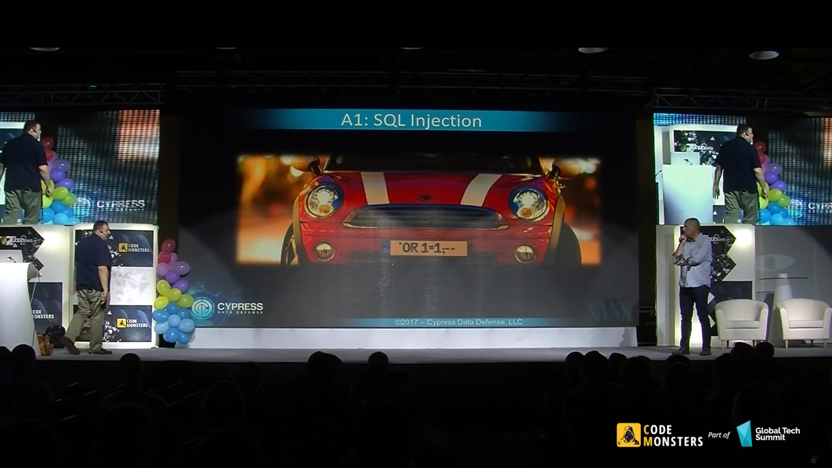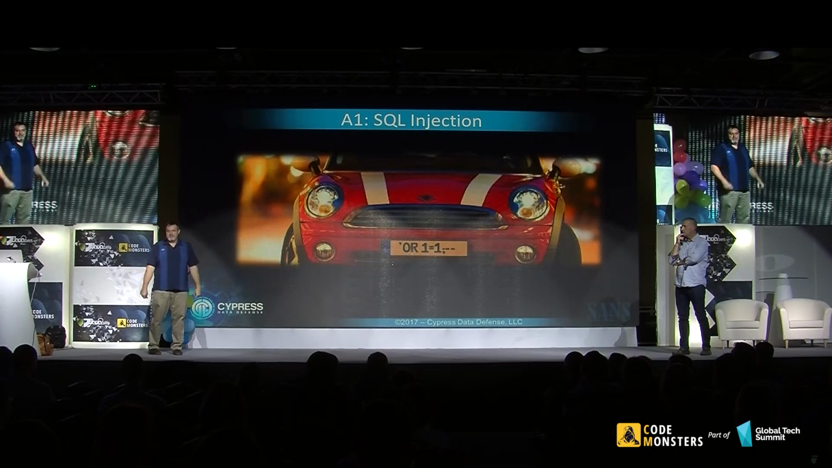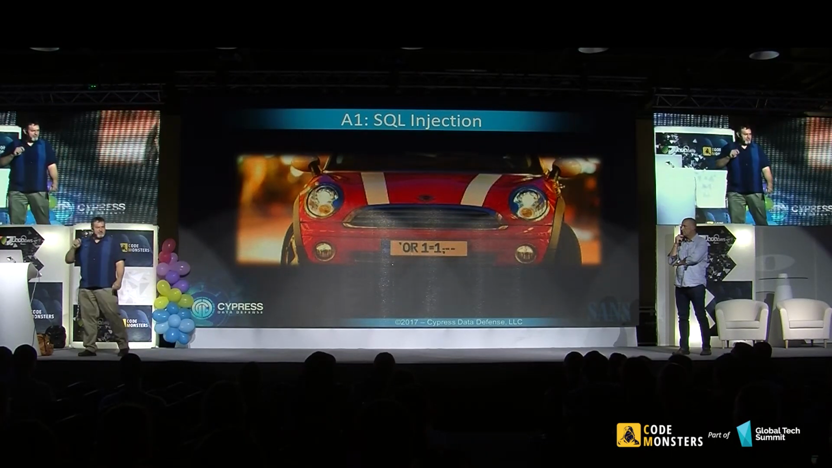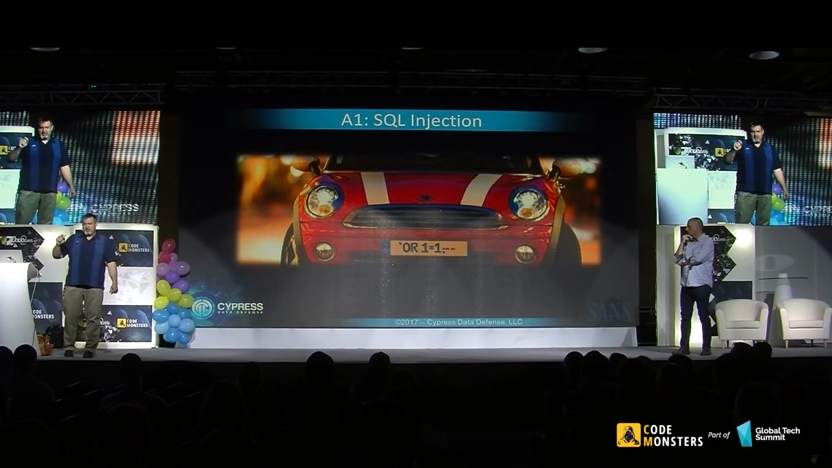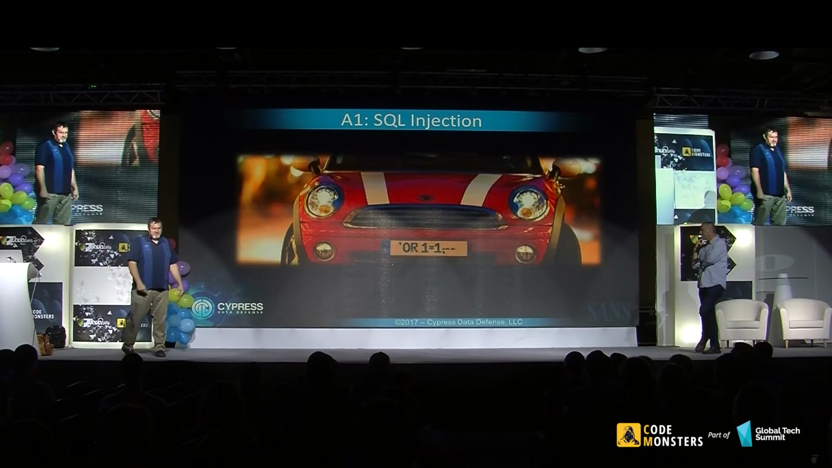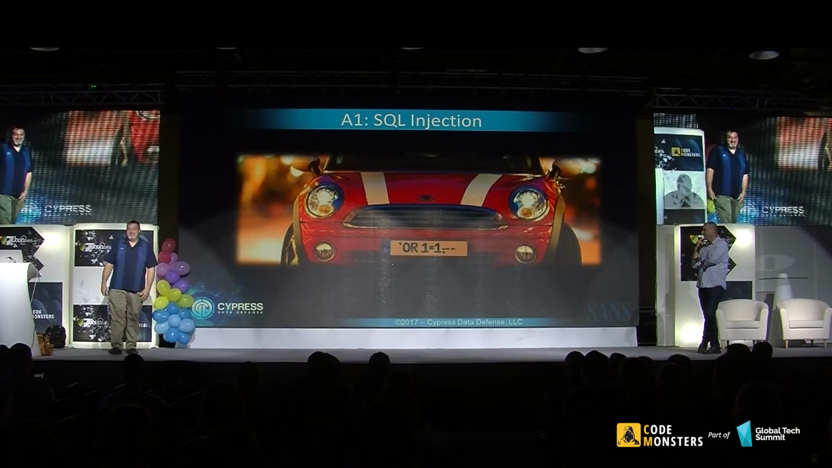This is one of my favorites, because what happens when you go through a traffic camera and they shoot your picture and then they OCR it and say select star from table license plate where license plate equals tick or 1 equals 1. Right? I'm winning. I haven't got a ticket in years.